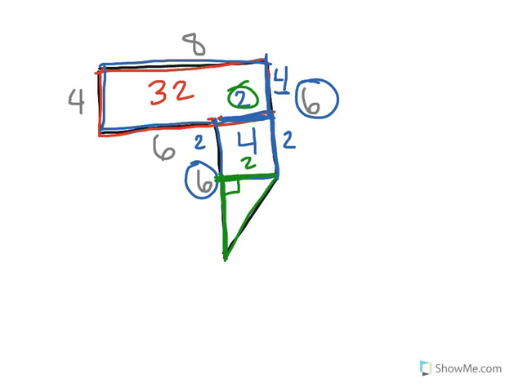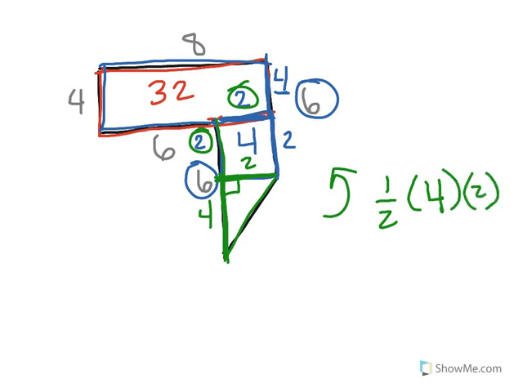And what about the base right there? If I were to take this and twist it sideways, it'd be sitting on the bottom. Well, this whole distance right here is 6, and this little piece of it is 2, so the missing piece here must be 4. So if I've got 1/2 times base, which is 4, times height, which is 2, I get 1/2 times 8, which is 4. So this thing right here is 4 units.